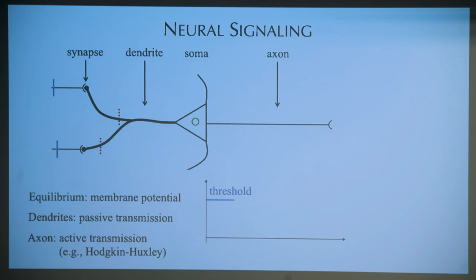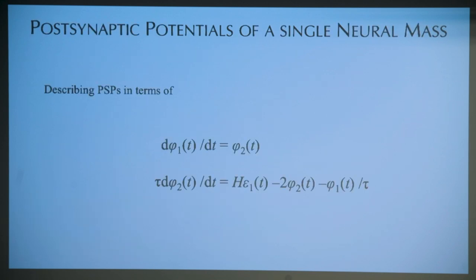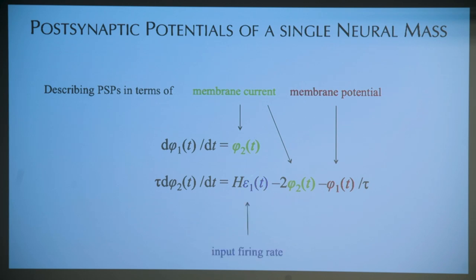How to describe that? So this behavior that we've seen here, this red curve, for this we use differential equations. That's the description of a postsynaptic potential of a single neural mass. And what we see here is phi 1, the membrane potential. Then we have the current over here in green, phi 2. And here's the input firing rate, so the perturbation. And then on the left-hand side, like shown before, we describe the change of the membrane potential, and in addition then of the current. Okay, so this equation describes the evolution of the postsynaptic potential with respect to time.